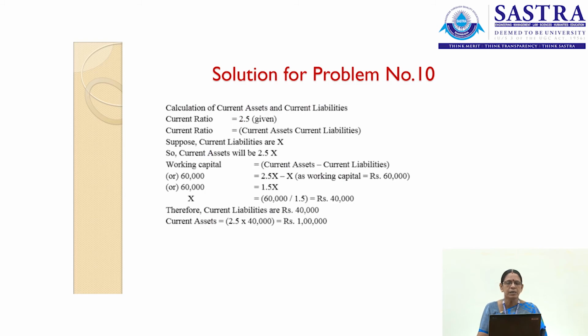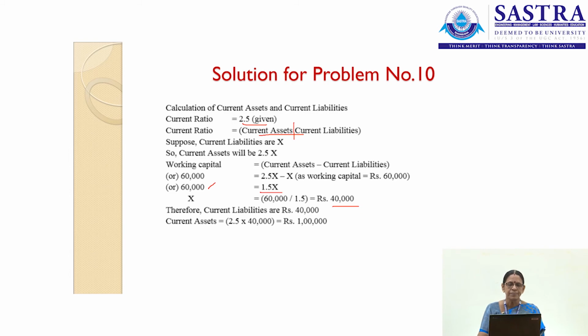First, we can calculate the current assets and current liabilities. Current ratio is 2.5, that is given in the problem. That is current assets divided by current liabilities. Suppose current liabilities are taken as X, current assets will be 2.5X. So 60,000, that is your working capital, is current assets minus current liabilities. 60,000 is equal to 2.5X minus X, that is 1.5X. X is equal to 40,000. 60,000 by 1.5, that is 40,000.